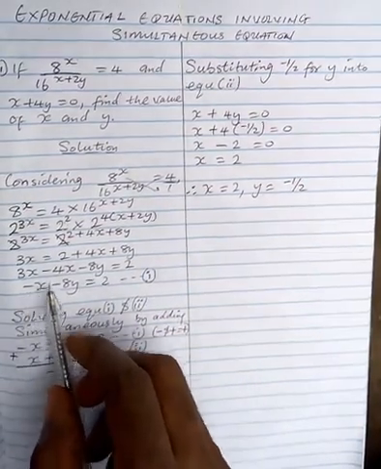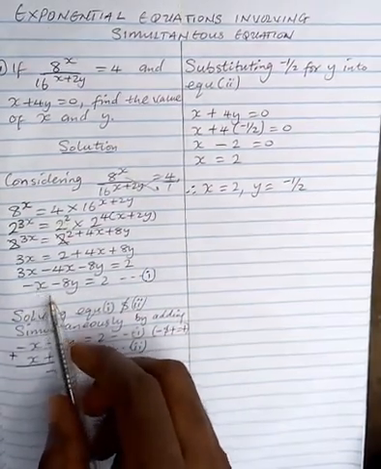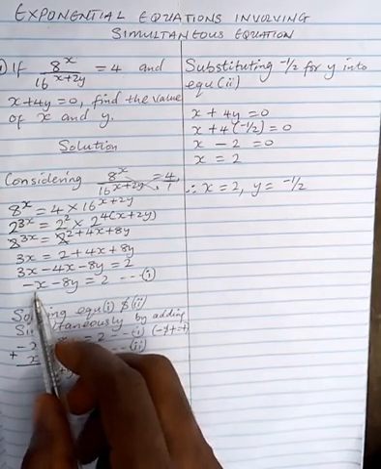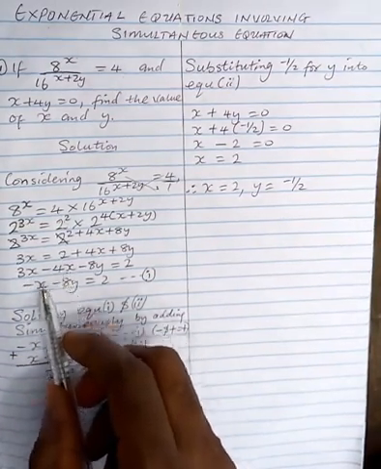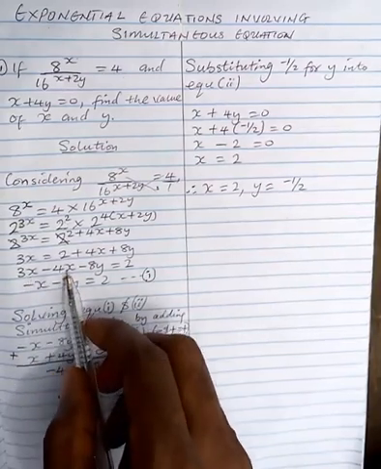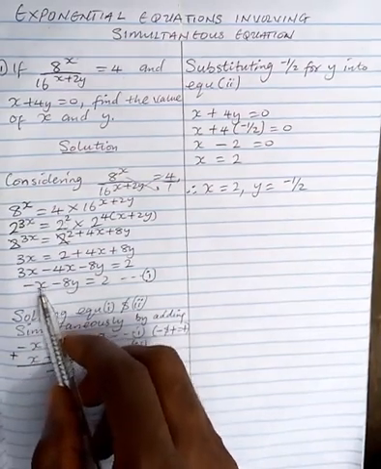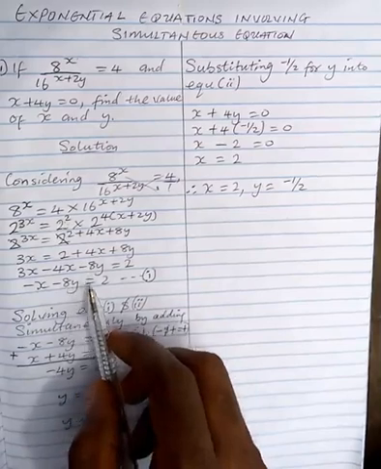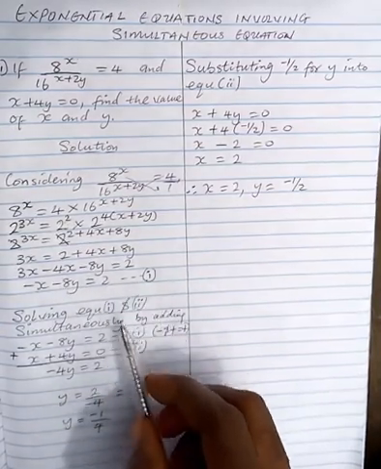At this point, what we have is 3x minus 4x equals minus x. You have 3, you bought 4, you'll be owing 1, that's minus x. Then minus 8y equals this 2. And this is equation 1.